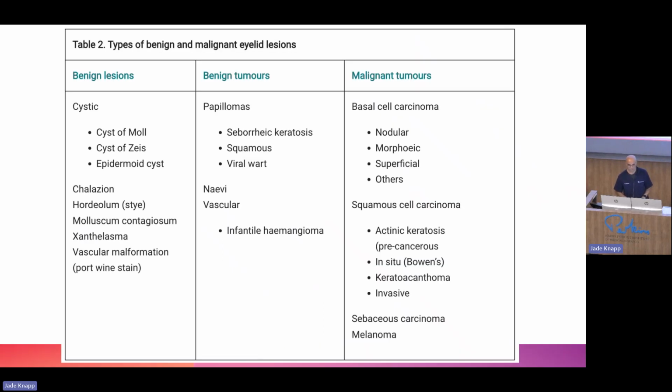This is from the College of GPs, and I don't think you need to memorize all of this. Memorize what's in those preceding several slides, but it just gives you a good snapshot of how to think about lid lesions. You've got lesions that are completely benign, cysts and chalazions and so on. You've got tumours that are benign, papillomas that I showed you, and then you've got tumours that are malignant. So I think of it in that framework. It's a good organised way to think about things.